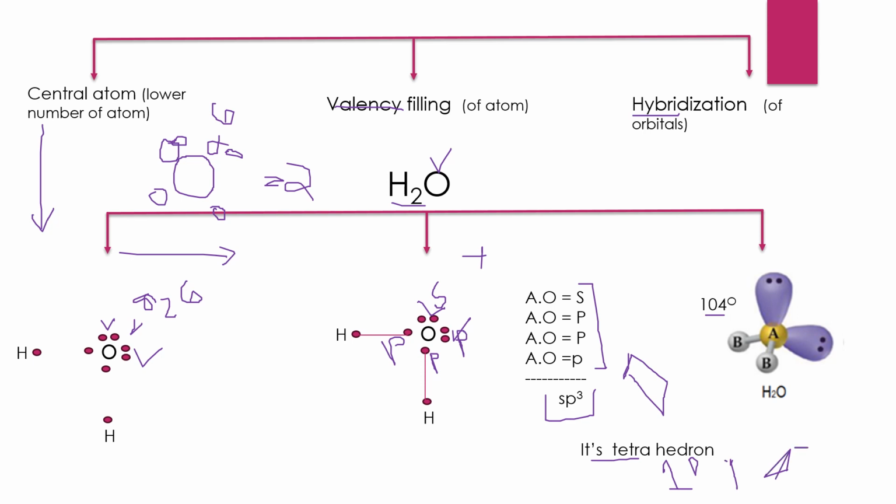Why? Because we have 2 lone pairs. Lone pairs cause an extension of that orbital or shape. Because of that extension, the degree between the 2 electrons is 104. And that will be the representation of that molecule. And that's all about today's lecture.